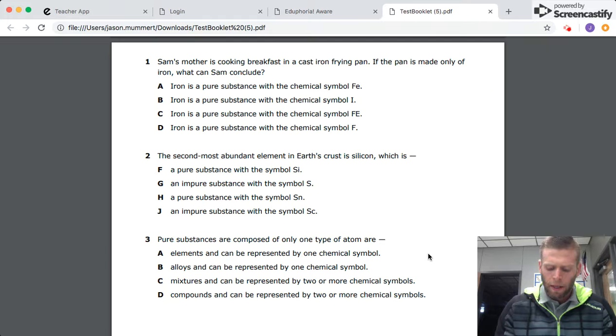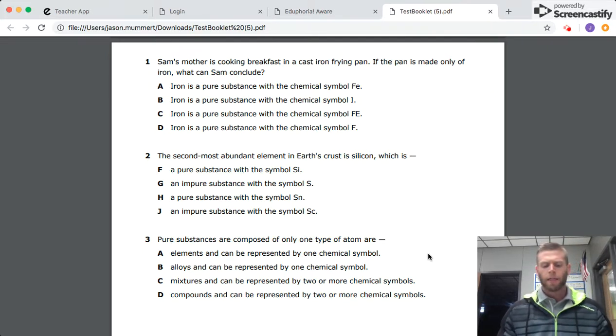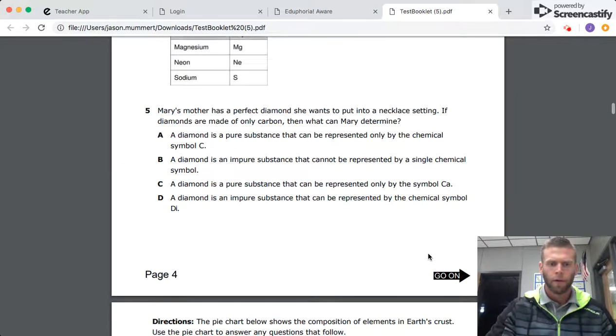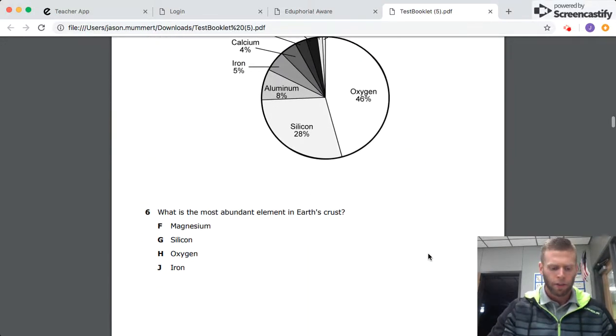Or D. A diamond is an impure substance that can be represented by the chemical symbol capital D, lowercase i. Question 6. What is the most abundant element in Earth's crust? So use the chart above. Is it F, magnesium, G, silicon, H, oxygen, or J, iron?